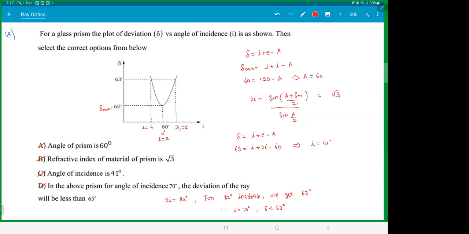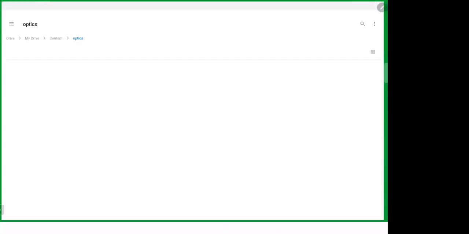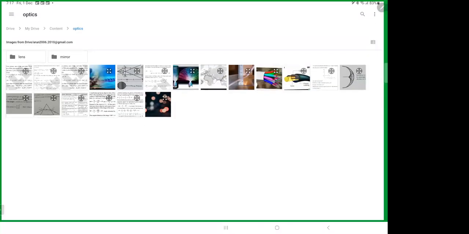This would be a mains level or advanced level multiple choice question, but if you ask me, it is easy to moderate. Next one. This would be an integer question.